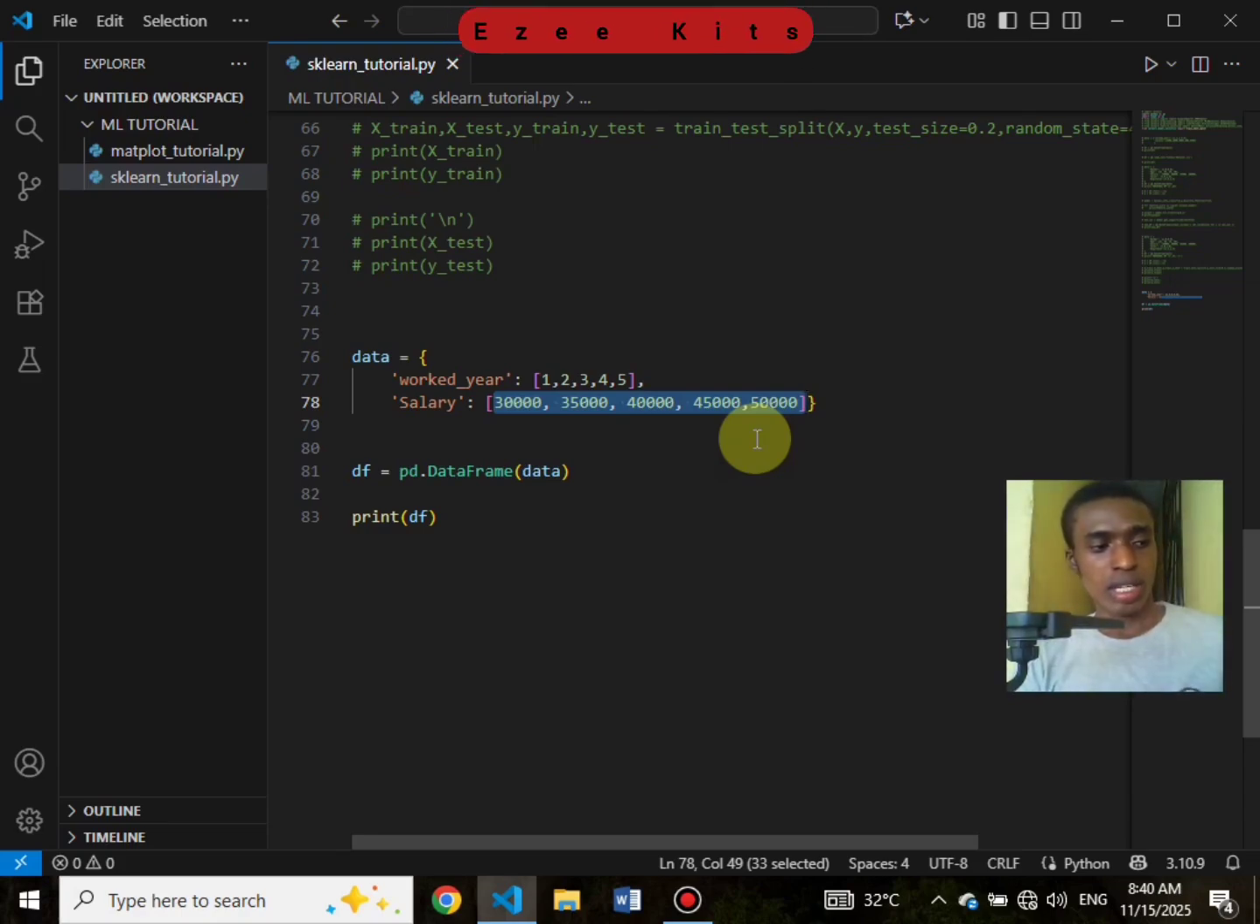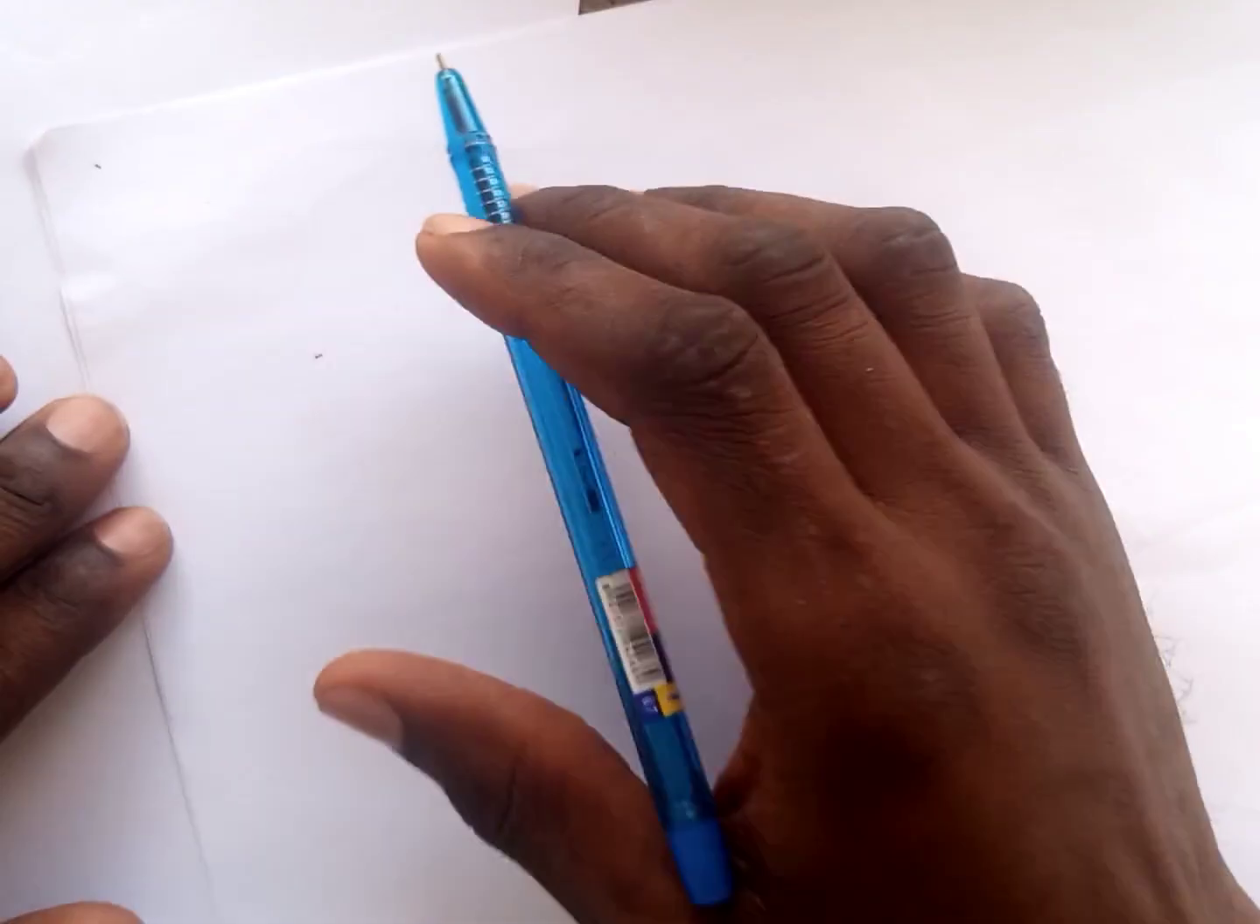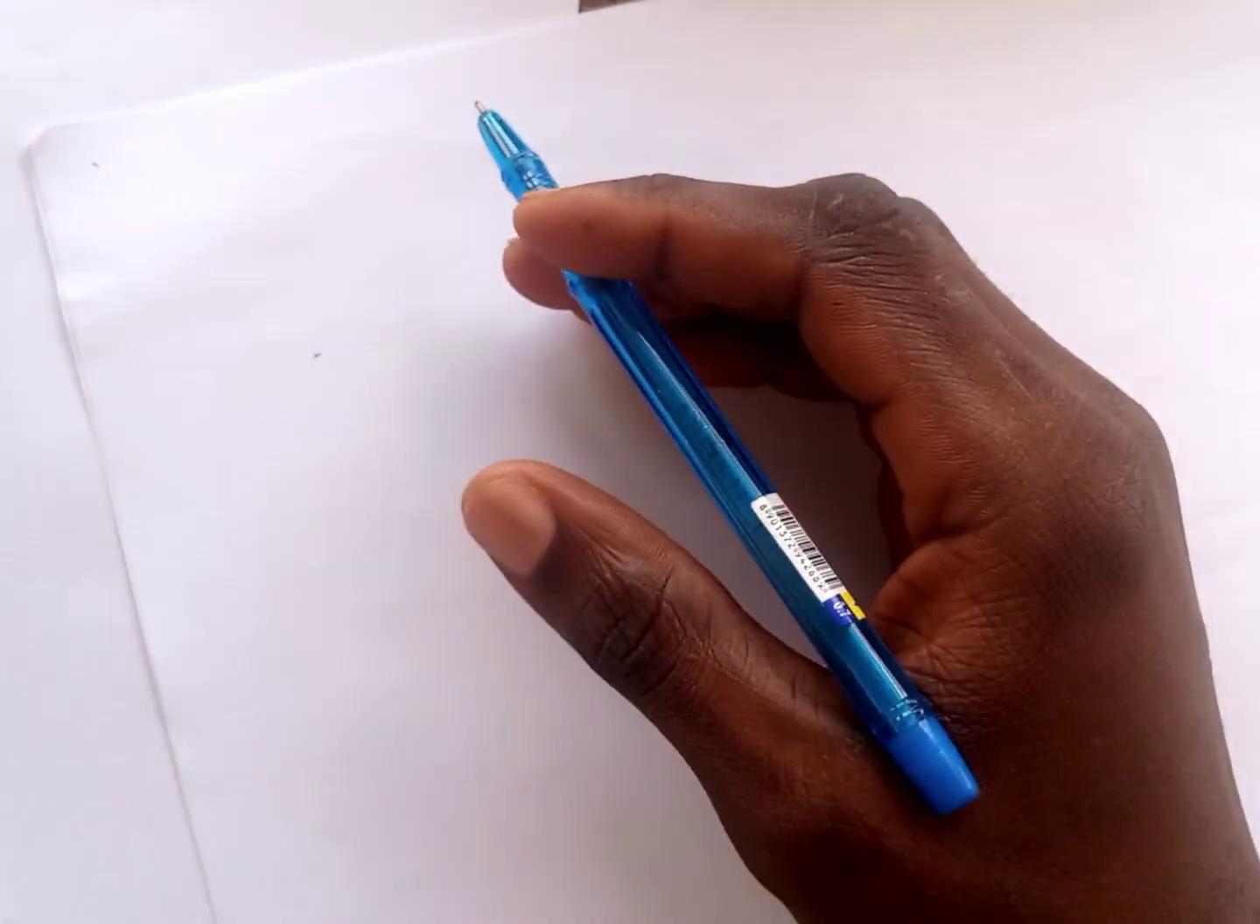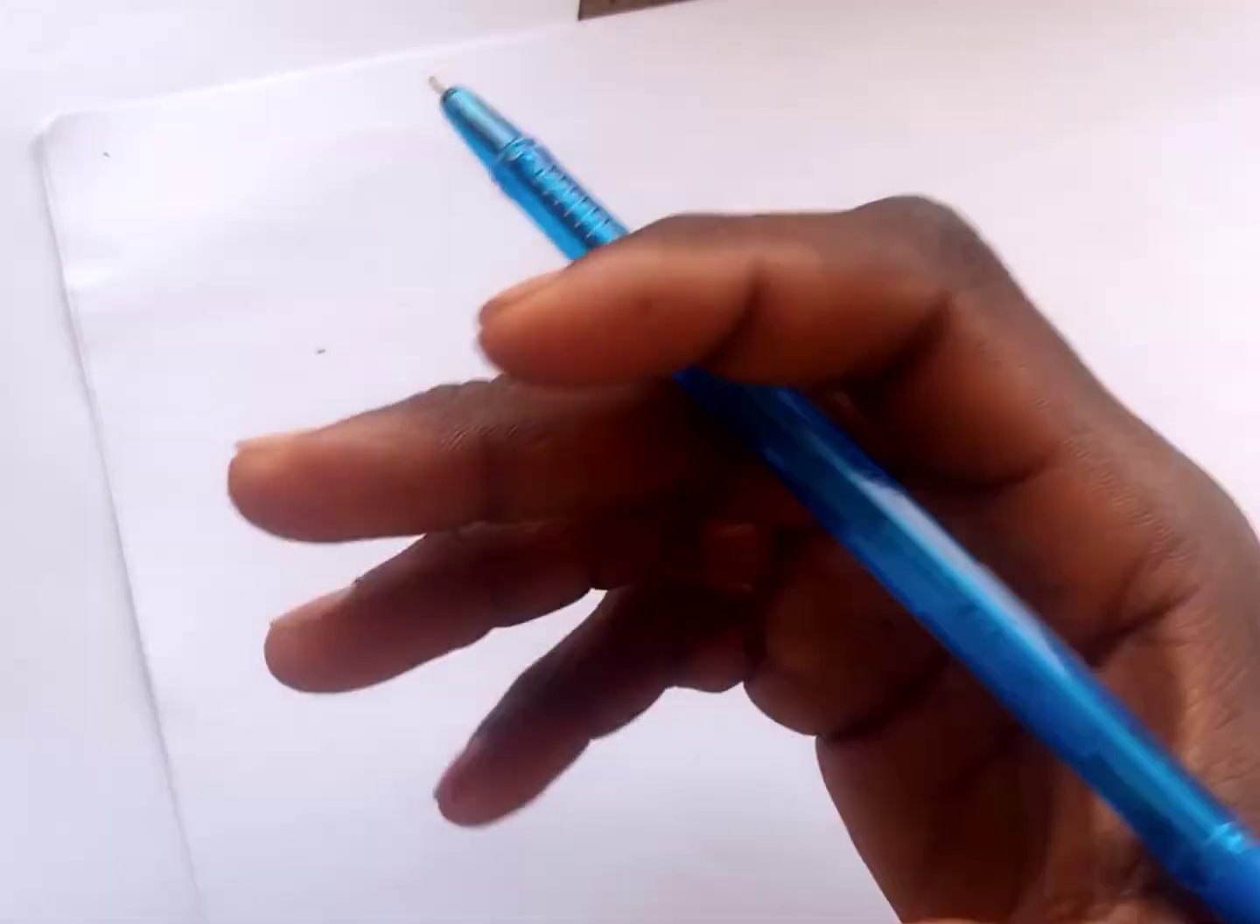So let me just drop this. We are going to solve a linear regression problem, since it's one of the most basic machine learning models out there that we can use to solve a linear regression problem.